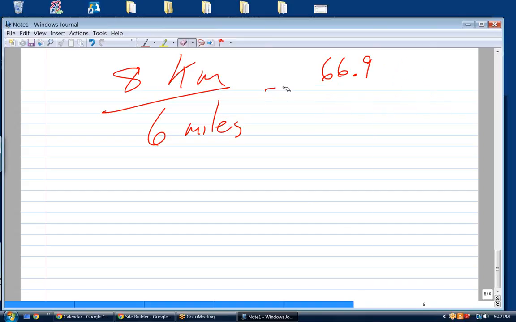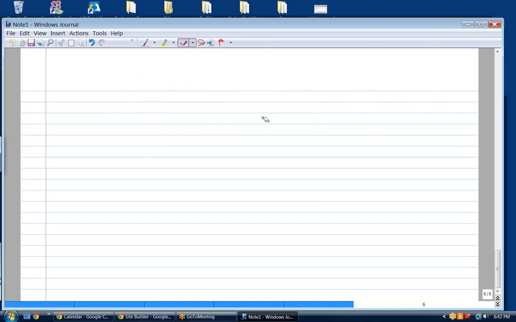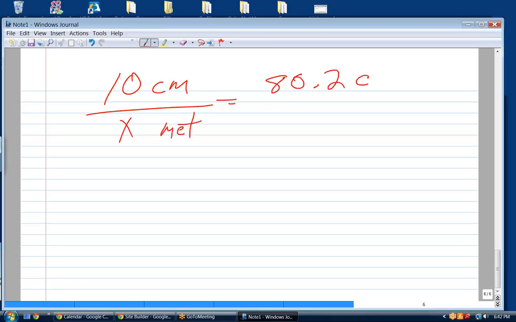So, the next one is: the scale factor for a model is 10 centimeters over x meters, and it equals 80.2 centimeters over 40.2 meters. 40.2? Yep. Okay. How are you going to solve this equation? What's our first step?